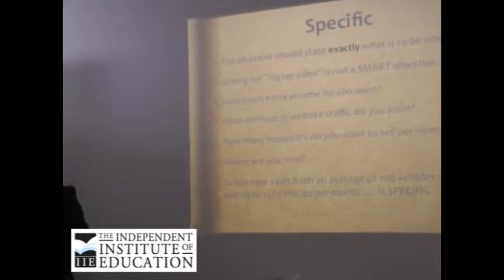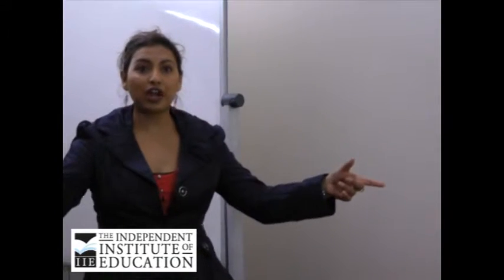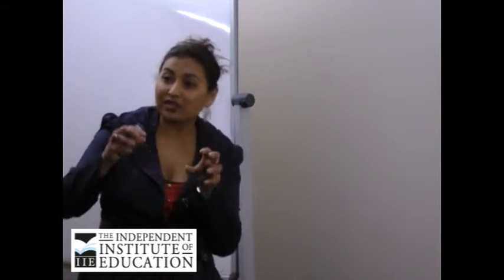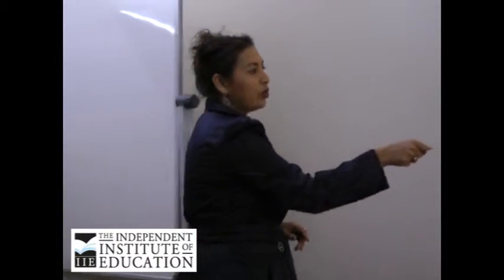Okay, so let's look at each one in turn, and I'm going to quickly skim through these. Objective should state exactly what's to be achieved. High sales is not a SMART objective. What does high sales mean? It means nothing. So I want to achieve higher sales, 20%. So would you say increase sales by 20% by December, end of 2013. Absolutely. So you guys want this girl on your team. I want to increase sales from an average of 100 vehicles per month to 150 vehicles. This is also measurable. 100 vehicles to 150. I can see what's happening. It's specific enough. I know exactly what I want to achieve. How much extra income do you want? What increase in web traffic do I need? How many more cars do you want to sell? Where are you now? I'm now at 100. I want to be at 150.